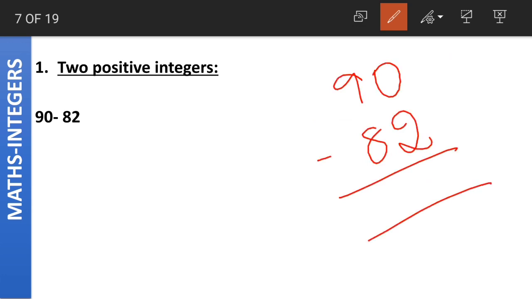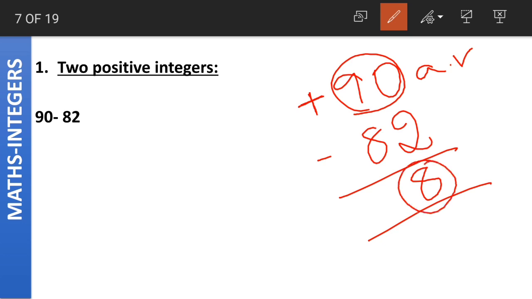We subtract them as natural numbers. This is the normal subtraction we regularly do. 90 minus 82 is 8. Again here 90 has the higher absolute value. Yes or no? 90 has the higher absolute value. Now what is the sign for 90? 90 has no sign, which means it is a positive number with a plus sign. So the answer we got here, 8, also will carry the same plus sign. Is it understood? Is it clear?